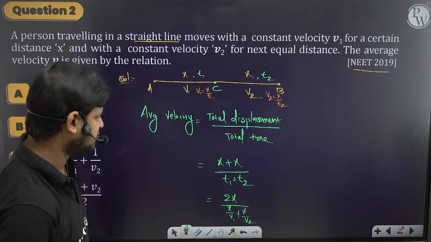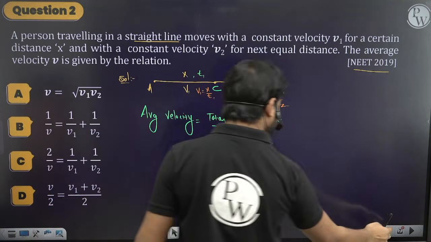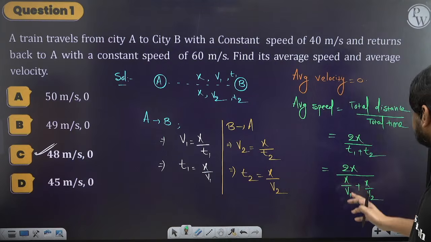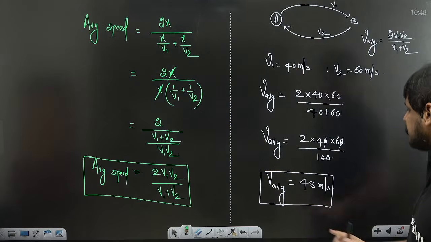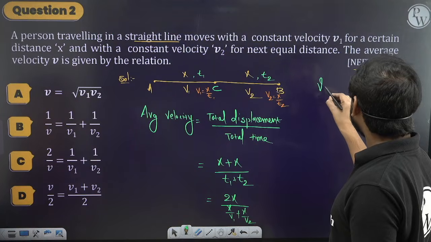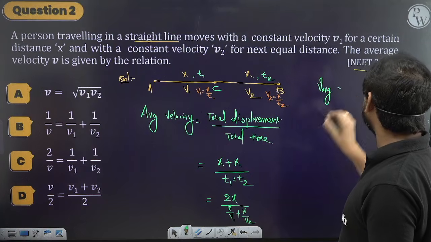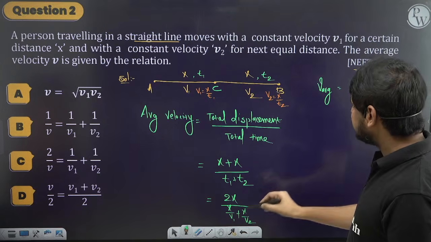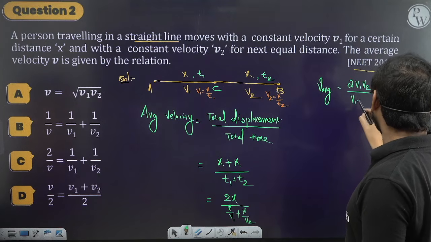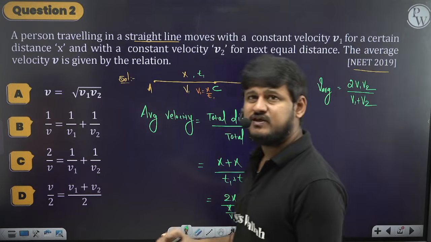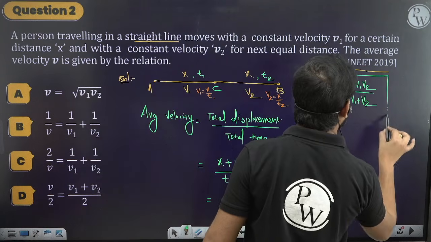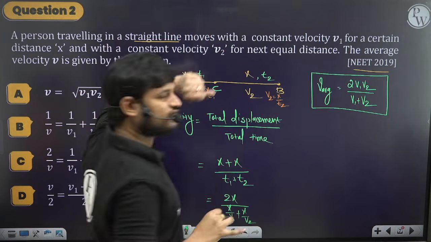So just interchange. Again the same thing we got previously: 2x by x by v1 plus x by v2. So we got the same thing here also. That's why the v average in this particular case will be equal to, x gets cancelled, we get 2v1 v2 by v1 plus v2. So understood this part? Again, this is the formula you should remember for this kind of questions.